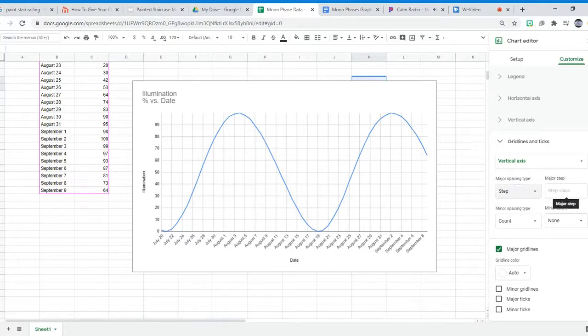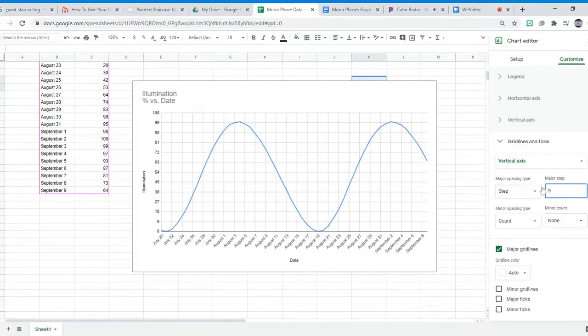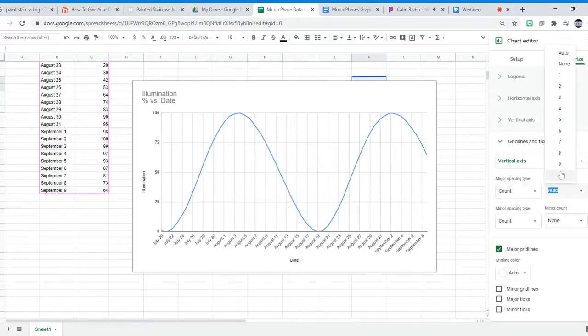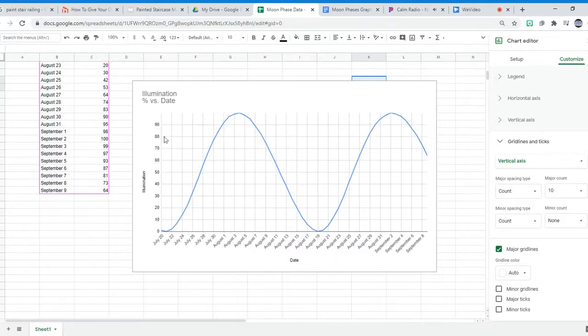You could also do it by steps as well and change that to 10 or sometimes 9 or 11. Just play with the numbers and figure out which one you like the best. That's how you change your grid lines to make your graph a little bit more readable.